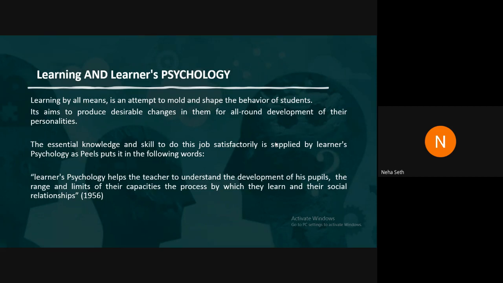It is not only about going to the class and sharing the subject matter. As a teacher, it is my responsibility to model or to develop a good citizen, a good person basically. So the essential knowledge and skills to do the job satisfactorily is supplied by learner psychology, as Peirce put this in the following words.